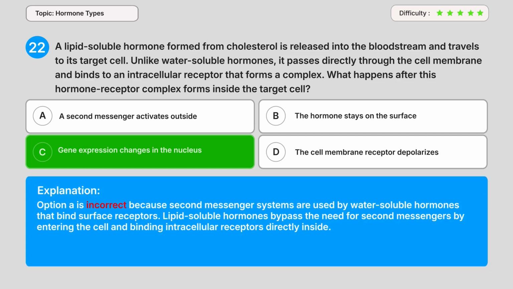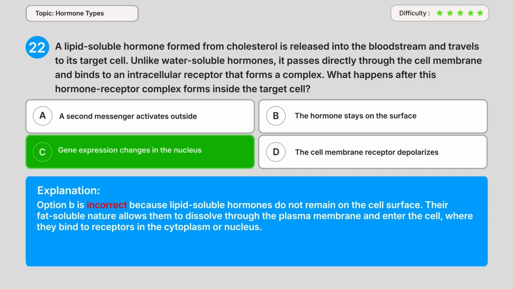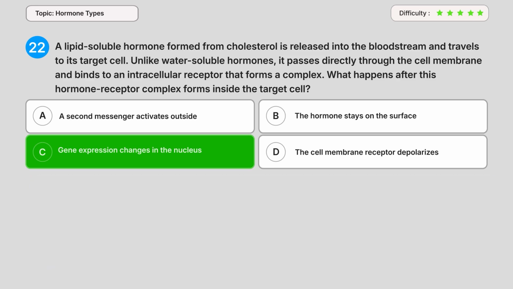Option A is incorrect because second messenger systems are used by water-soluble hormones that bind surface receptors. Lipid-soluble hormones bypass the need for second messengers by entering the cell and binding intracellular receptors directly inside. Option B is incorrect because lipid-soluble hormones do not remain on the cell surface. Their fat-soluble nature allows them to dissolve through the plasma membrane and enter the cell, where they bind to receptors in the cytoplasm or nucleus.